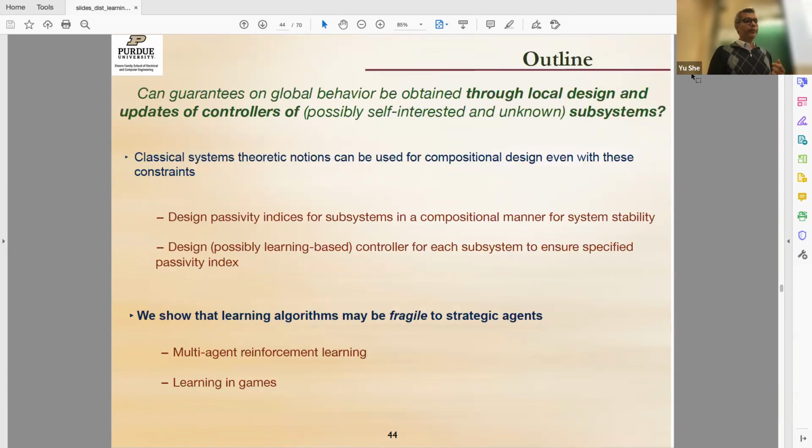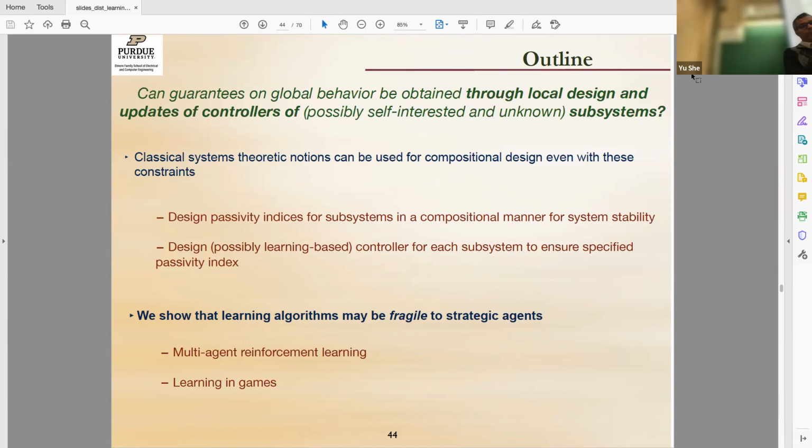Okay, so in the remaining 10-15 minutes, I'll go to the second part, where I say, well, so far we have been doing essentially what a control person would do, right? Learn the system, design a controller, think of this as distributed control. Why not just throw this away and say, let's run reinforcement learning, multi-agent reinforcement learning. If everybody is cooperative, fine; if people are not cooperative, let's do game-based learning. And the learning algorithm will learn some controller for us. So what's the problem with that?